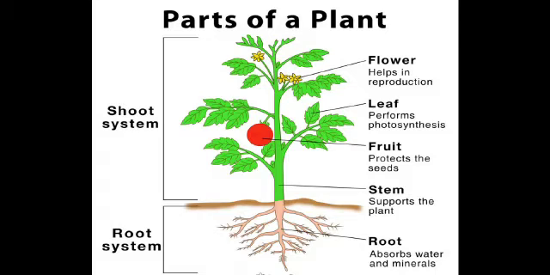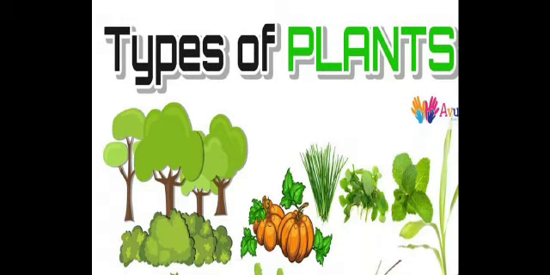Types of plants. Plants can be of many types. A big and tall plant is called a tree. It has a strong and thick stem called the trunk. Trees have many branches too. Trees can live for many years. One example of a tree is the mango tree.